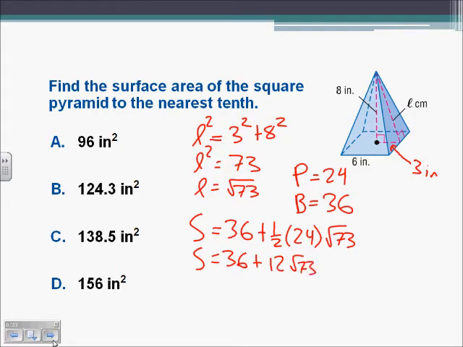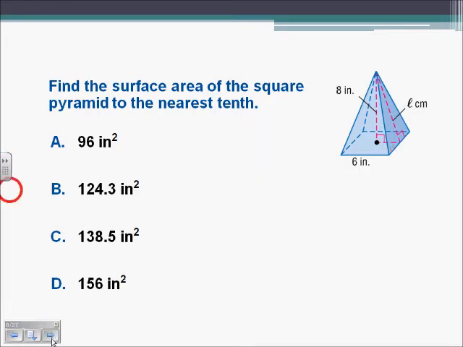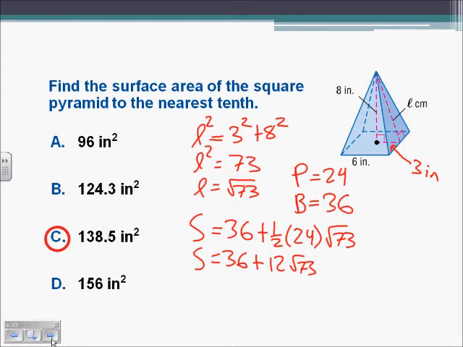Then we're going to plug that into our calculator, and rounded to the nearest tenth, we're going to get 138.5 inches squared.